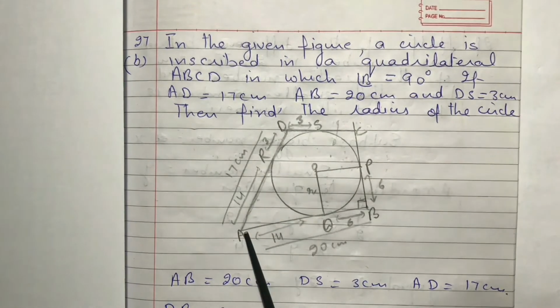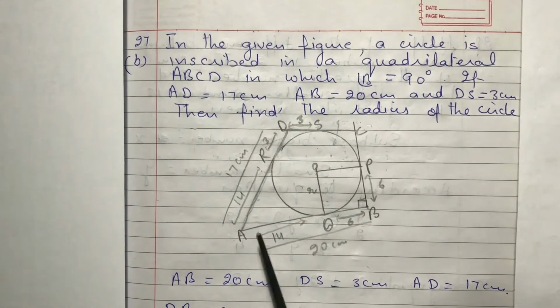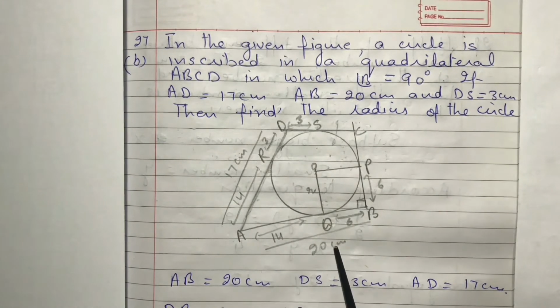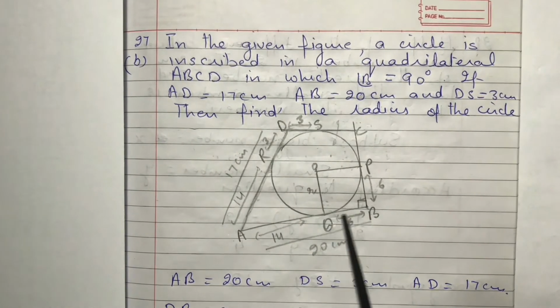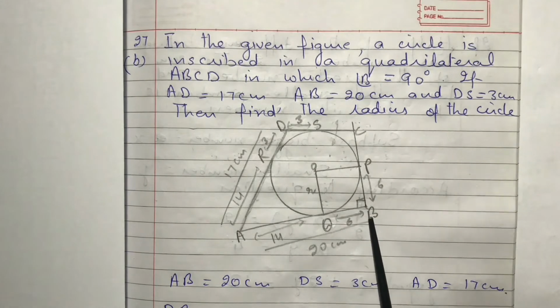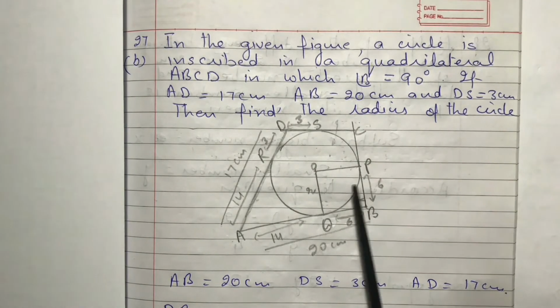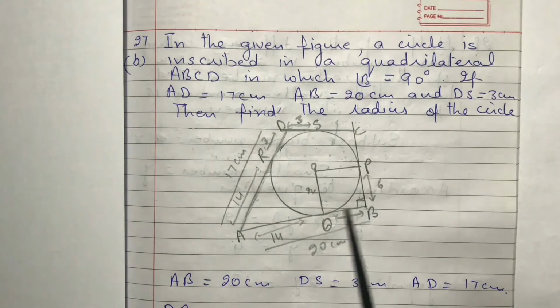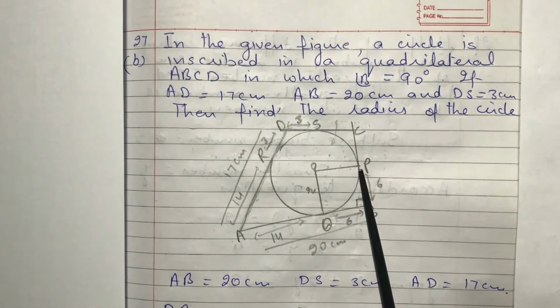If this is 14 centimeter, it means this is 14 centimeter. This whole length is given AB is 20 centimeter. If this is 14 centimeter, this is 6 centimeter. Now tangents drawn from an external point B to the circle are of equal length. If this is 6 centimeter, it means this is 6 centimeter.